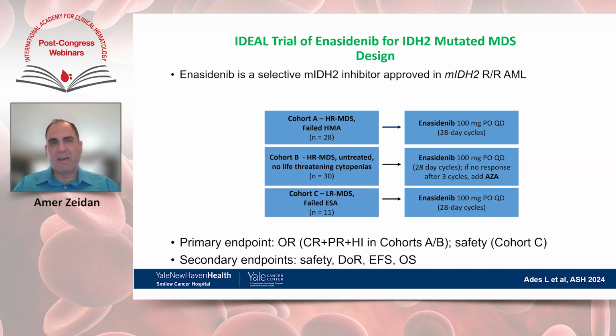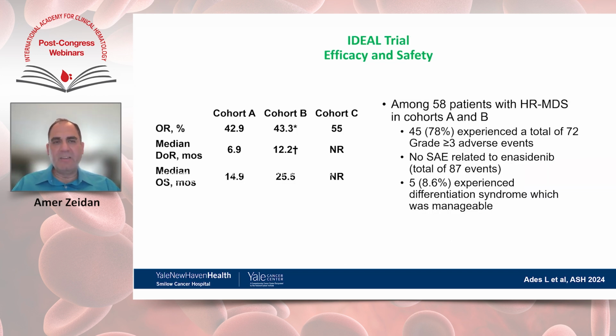And this trial, called the IDEAL trial, came from France, from the GFM group. And it included several cohorts, including HMA failure as well as frontline and lower-risk MDS, and used the same approved dose of enasidenib, which is 100 milligrams every day, with overall response rate as the primary endpoint. And again, you can see here that there is activity after HMA failure. There's activity with the combination. And the safety profile looked good. Generally, some differentiation syndrome, which was manageable, but no significant high-grade SAEs and AEs.